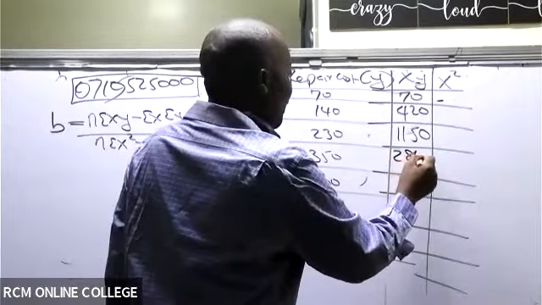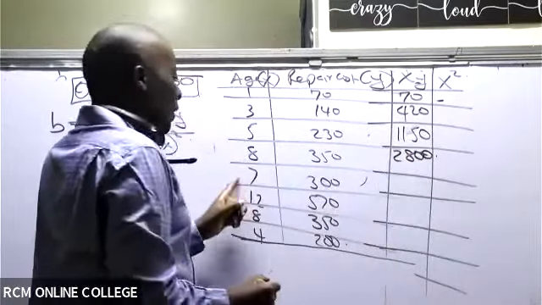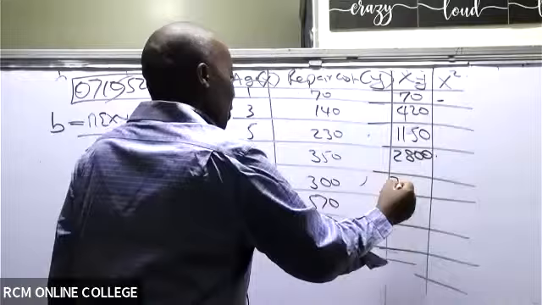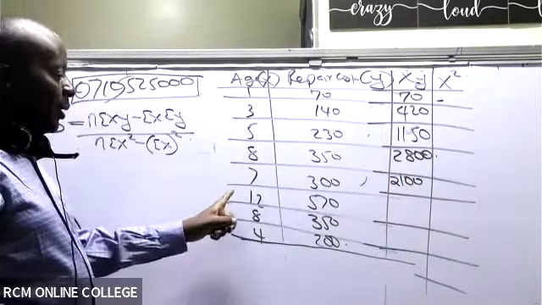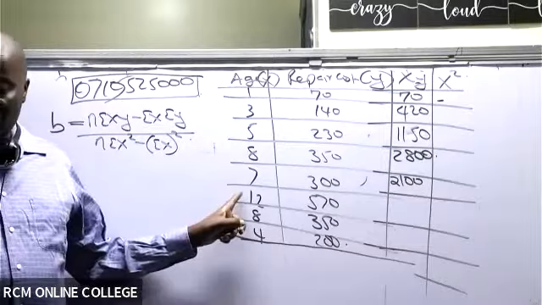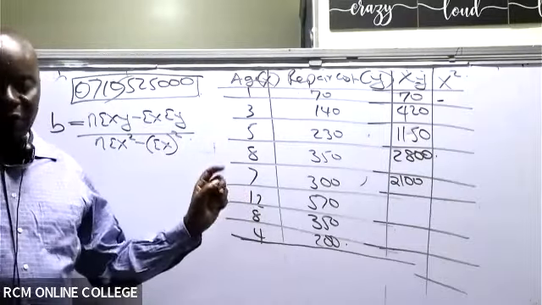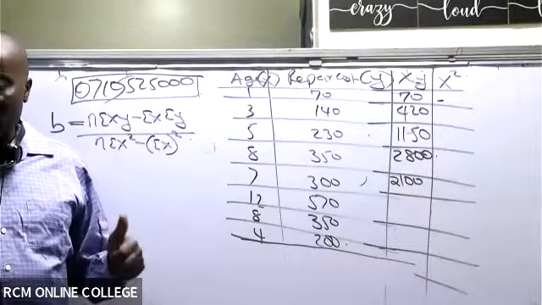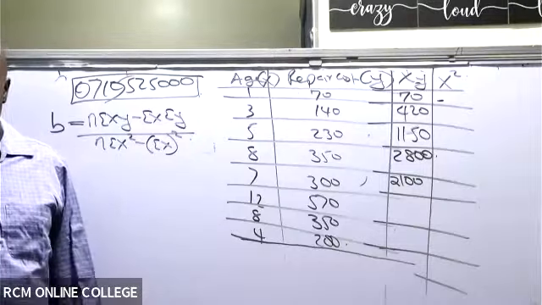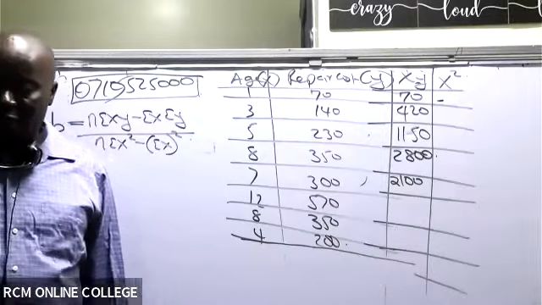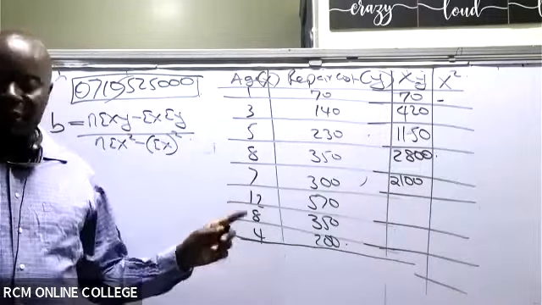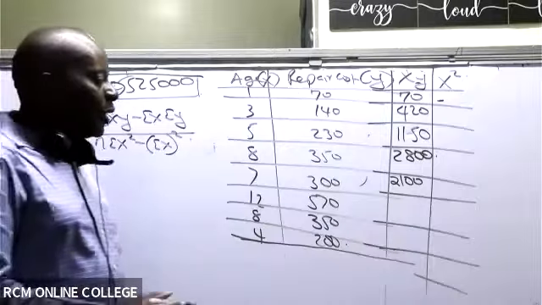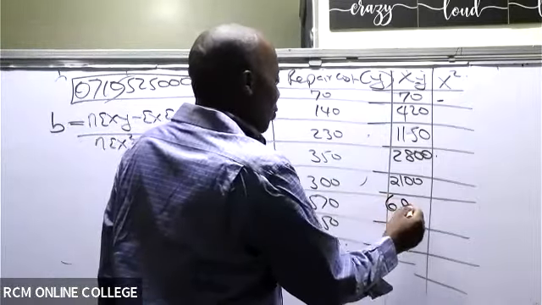So 2,800. From there we have 7 times 300. This gives me 2,100. The next one is a bit tricky for me. You have to help me. 12 times 570. Today you guys are very nice because all of us are really contributing, which is very good. So we have here 12 times 570, 6840.